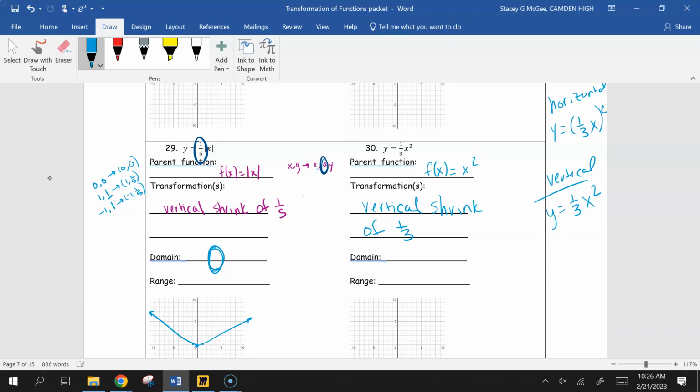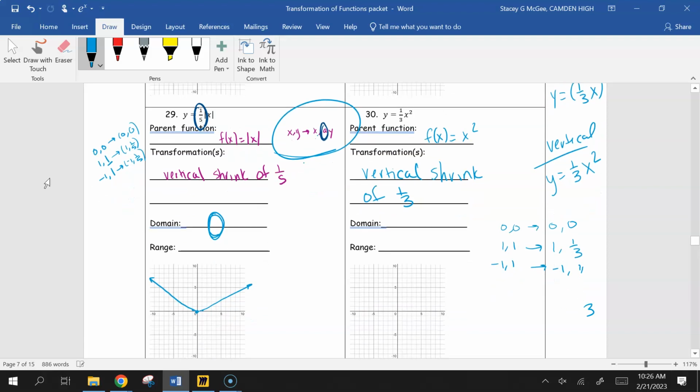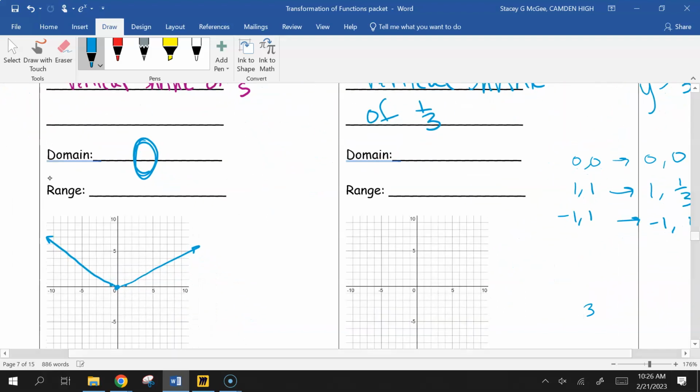And then same thing, my same starting points, my 0, 0, 1, 1, and negative 1, 1 become, multiply each y by 1/3. So 0, 0, 1, 1/3, negative 1, 1/3. It's going to look very similar to the other one, just stretched not quite as far. But it's hard to tell on these little graphs. Of course, you could do the up 1/3 also.